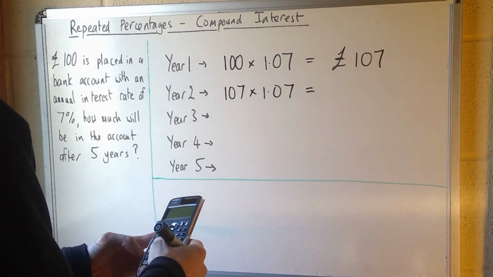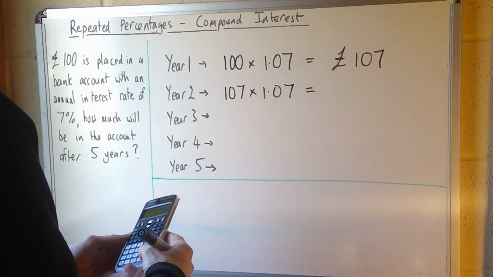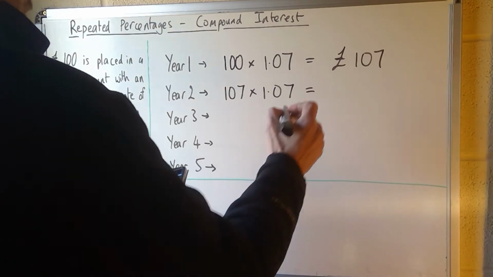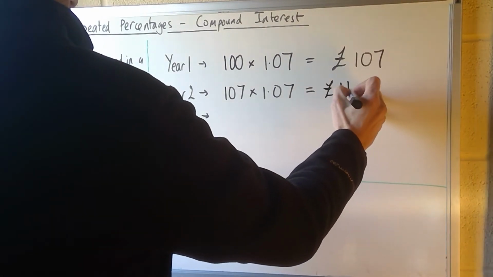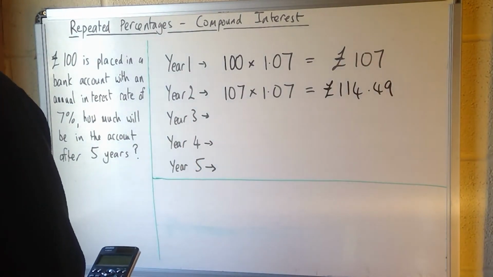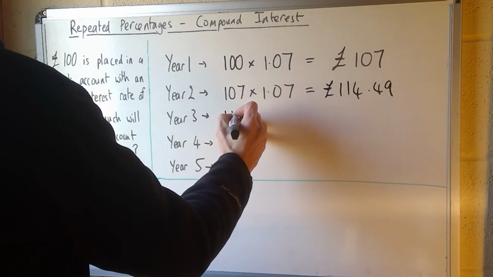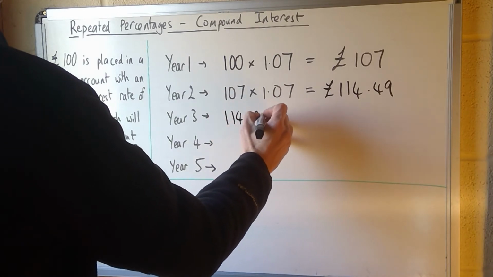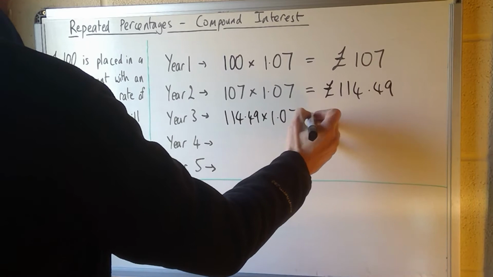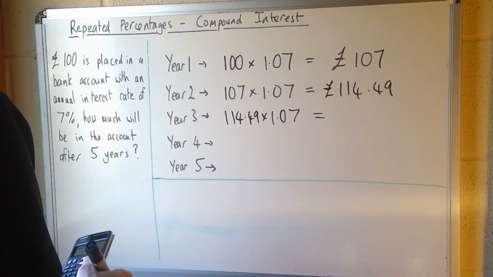So I'm going to use my calculator here. 107 times 1.07 is £114.49. Keep this on your calculator, and then we use this for our next year. £114.49. Once again, a 7% increase. Multiply that by 1.07.